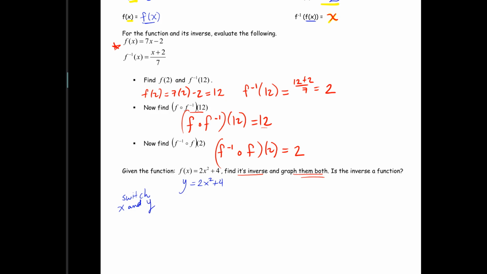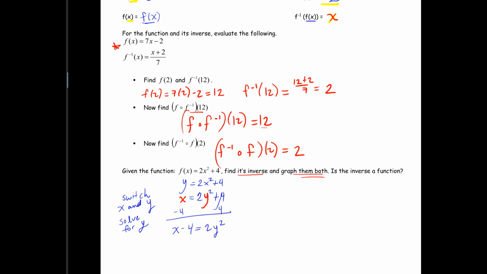So I'm going to switch that out here, make this, oh, that's weird, everything went to the other side. So I'll switch this to x, switch this to y. And that's simply because I'm used to solving for y. So I like doing that. So after you switch x and y, you're going to solve for y. So we'd subtract 4, giving me x minus 4 is equal to 2y squared.